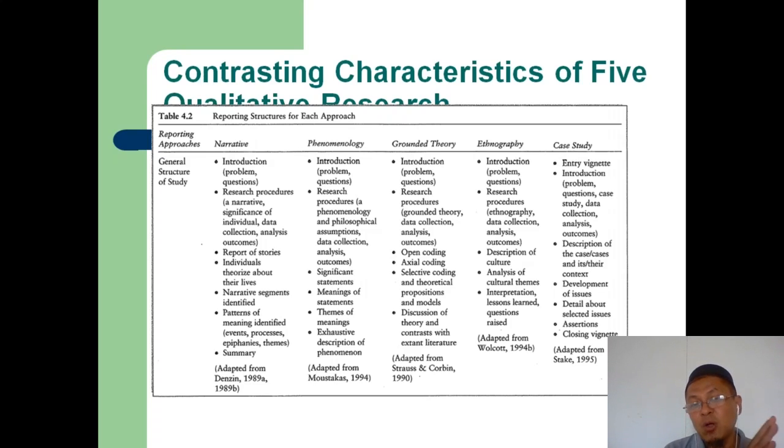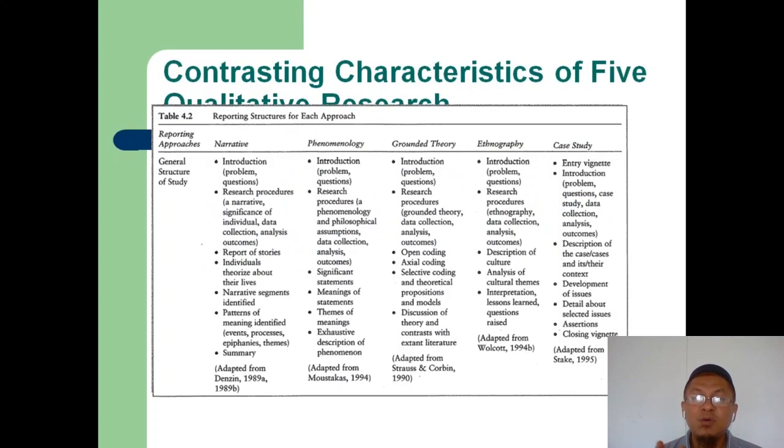So if you compare across these five different qualitative research types, you can see items number 1 and 2 are almost consistent. They are almost the same. You have the introduction, you have the research procedures. The rest are actually more or less the same. It's just that the naming, the terminology used, differ.